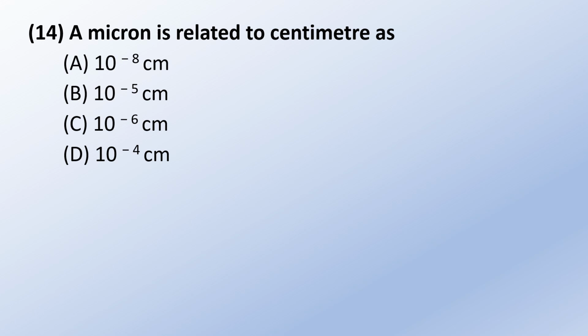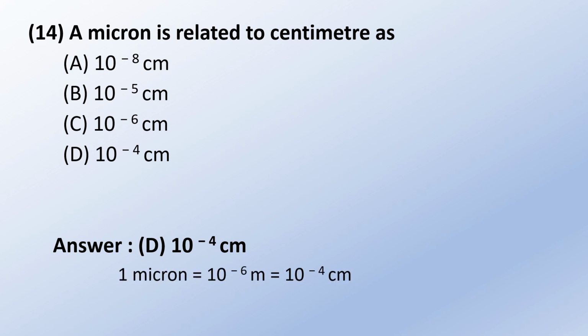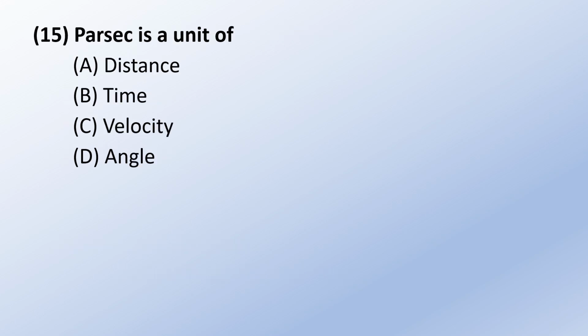14. A micron is related to centimeter as A. 10 to the power minus 8 centimeter, B. 10 to the power minus 5 centimeter, C. 10 to the power minus 6 centimeter, D. 10 to the power minus 4 centimeter. Answer: D. 10 to the power minus 4 centimeter. 1 micron is equal to 10 to the power minus 6 meter, which is equal to 10 to the power minus 4 centimeter.